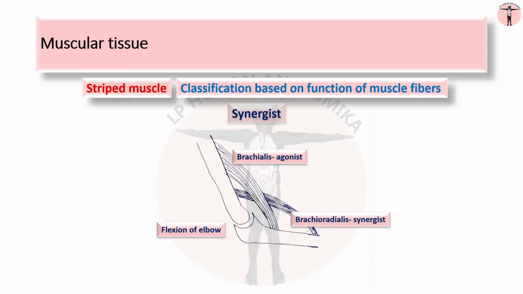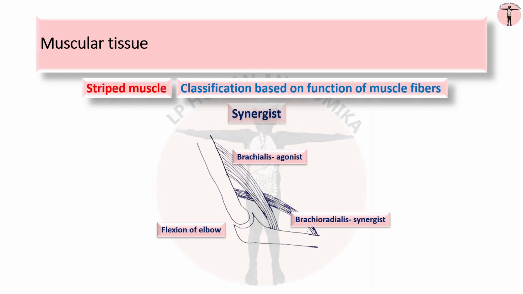Synergist is the muscle which helps prime mover or agonist in performing stipulated actions. So it is the muscle that produces movement similar to or in concert with agonist muscle. For example, brachioradialis is the synergist which supports the brachialis, the agonist in flexion of the elbow.